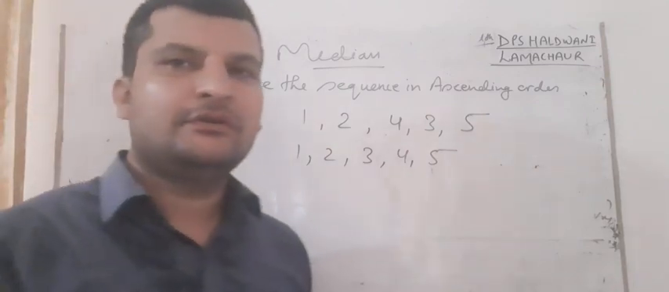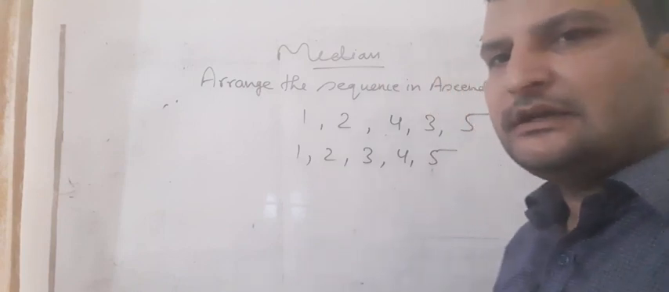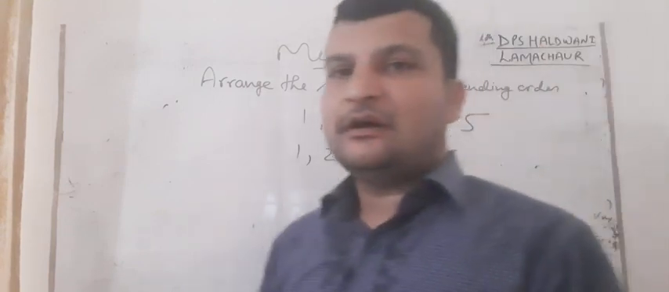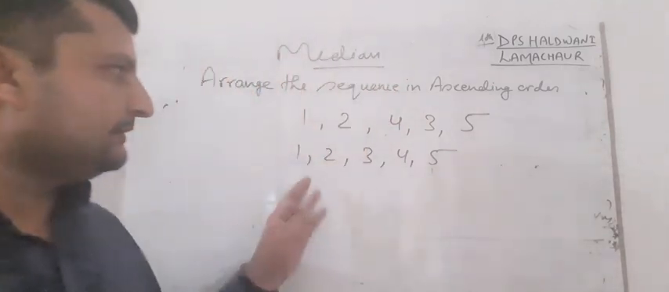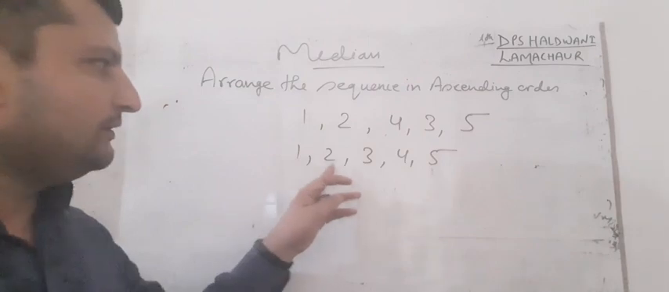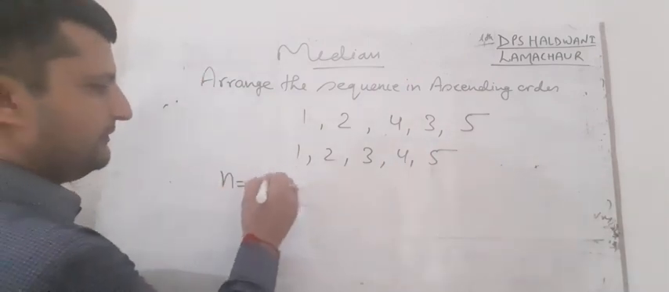Now students, I have told you that two formulas are there. First one is for odd and second one is for even. So here we have to observe how many numbers are here. 1, 2, 3, 4, 5. So n is equal to 5, that means odd.